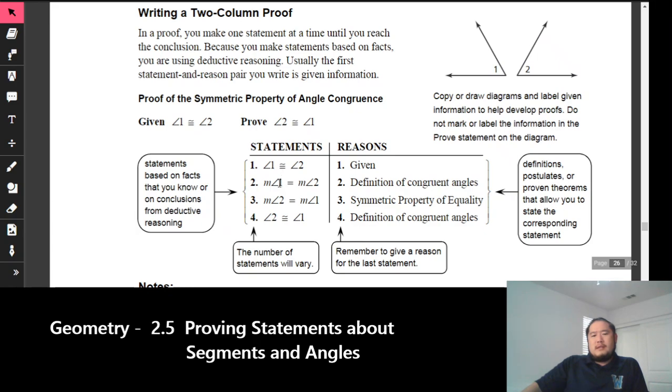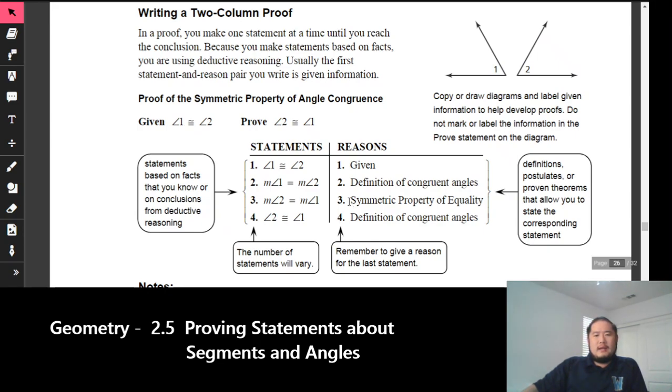Next, statement 3 was the measure of angle 2 is equal to the measure of angle 1. Well, what did we learn today, or what were some of the different properties that we covered again, where we took the statement from before, and the next thing you know, the order has switched. Well, that right there is our reason for number 3, the symmetric property of equality.